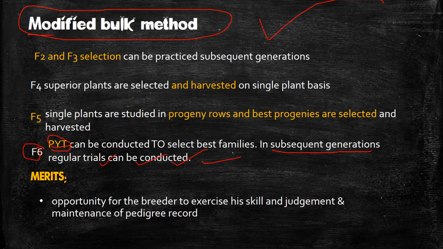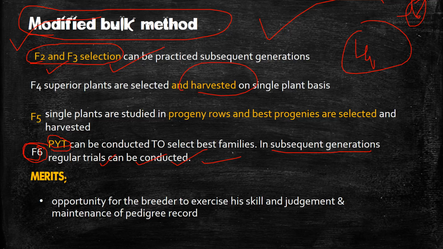Just see the time limit. From 14 generations it is being reduced to 6. So this is what the modified bulk method is all about, reducing the time by reducing the generations. So what happens in F2 and F3 selection? Selection takes place in the F2 and F3 generations, and the harvest is done in F4, and the progeny rows and the best progenies are selected in F5.